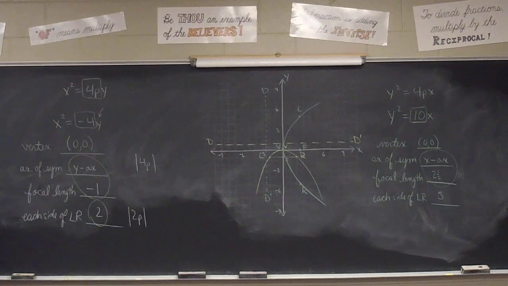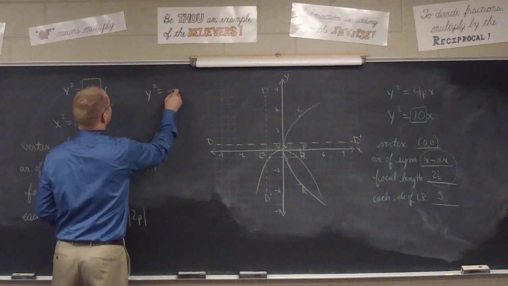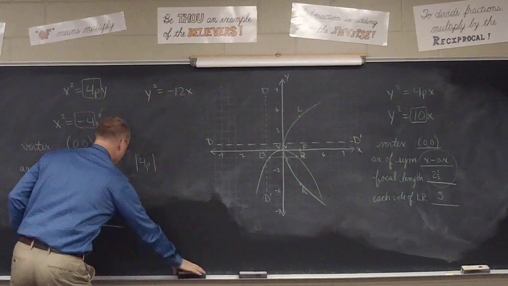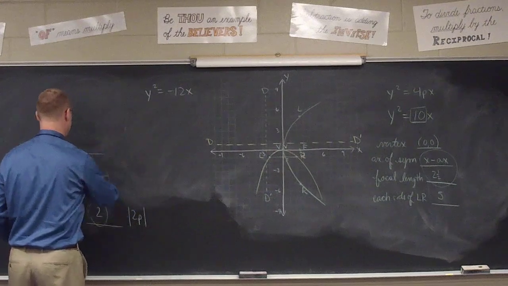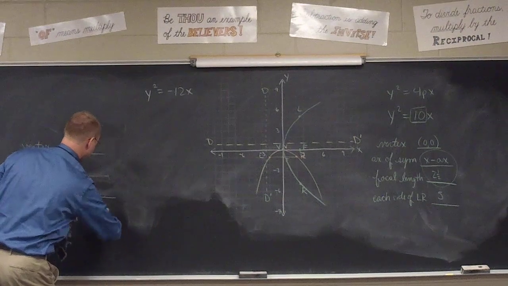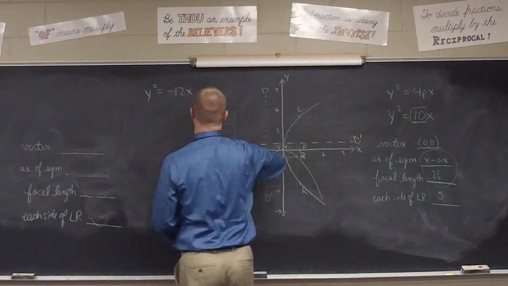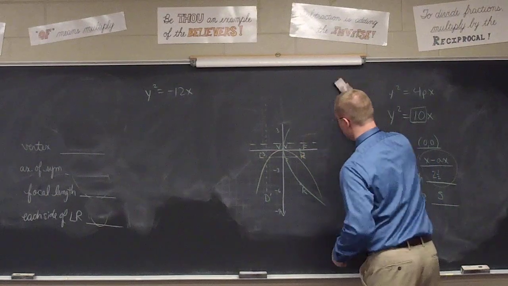Questions on this? All right, I want you to try one now at your seats. Might be able to use the same graph grid again, might not. y squared equals negative 12x. Your turn to analyze and graph. I'm going to go ahead and set up a new graph grid for myself while you're graphing. But you may use the same Cartesian plane if you want.